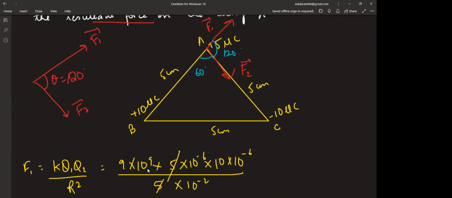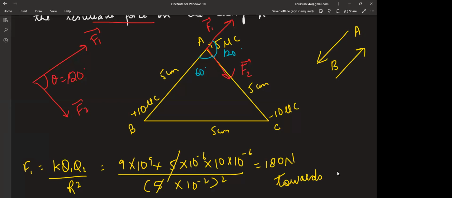5 cancelled. This will be r square, no? So 1 5 will be remaining, 10 to the power minus 2. So this will be 180 Newton. But the direction will be towards, what is this direction? From B to A, that is towards BA. If the direction of force was this, we would have written the direction as AB. If the direction is this, we'll write towards BA.